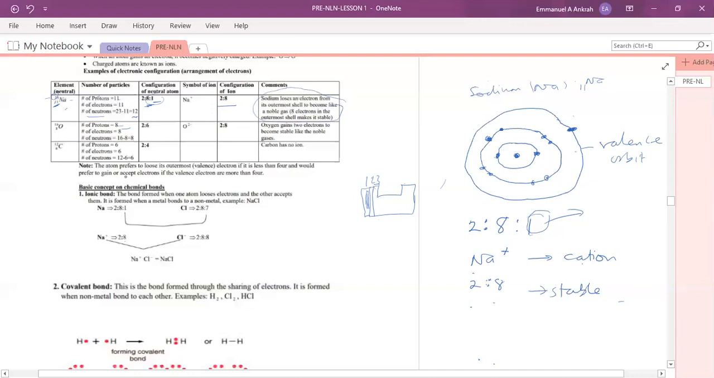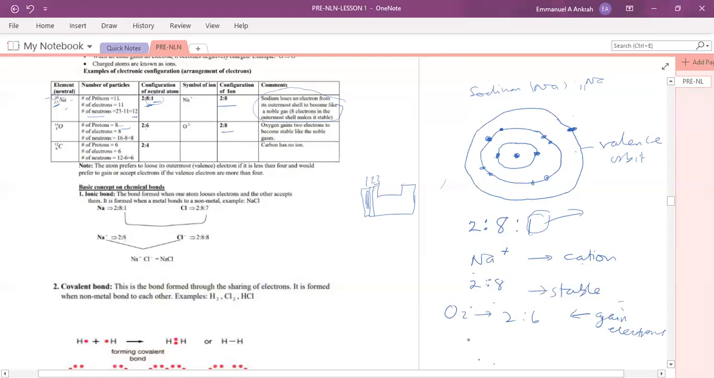Likewise, if you take oxygen, oxygen is 2, 6. Now for oxygen, it will take too much energy to lose all the 6 electrons on the outside. So oxygen would rather gain electrons. If it gains 2 electrons, then it will become 2, 8.